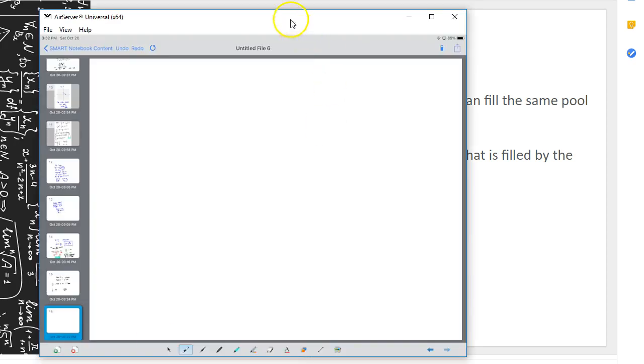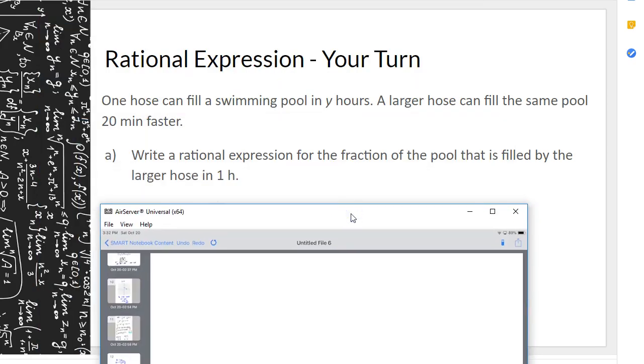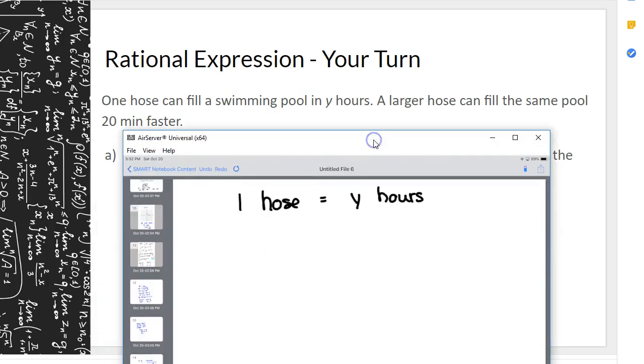So one hose can fill a swimming pool in Y hours. A larger hose can fill the same pool 20 minutes faster. So before we even move on, how can we state that? Well, a larger hose, we'll put large hose, small hose, fills it in Y hours minus 20 minutes. Alright, so this is how we can state that information.